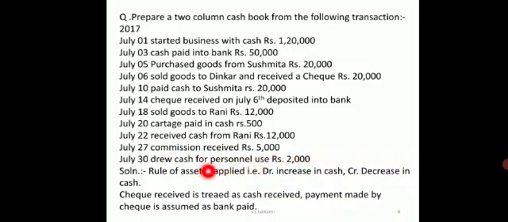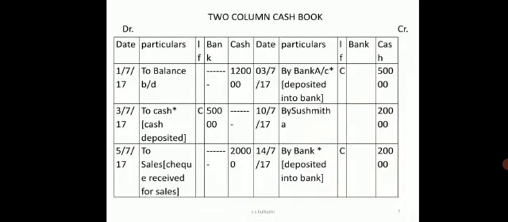So rule of asset is applied, that is increase and decrease. Check received is treated as cash received. Payment is made by check is assumed that bank is being paid. So we'll see what is the journal entry or how it is recorded. Now on first, opening balance of cash, because you have started business, it should be to capital account on first 1,20,000.